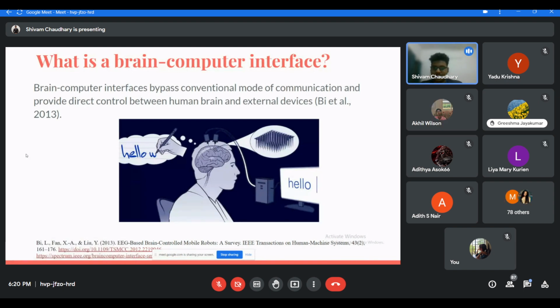Yes, Neuralink also does brain computer interfaces. I think I answered that. I answered your question. Yes. So we bypass the conventional mode.